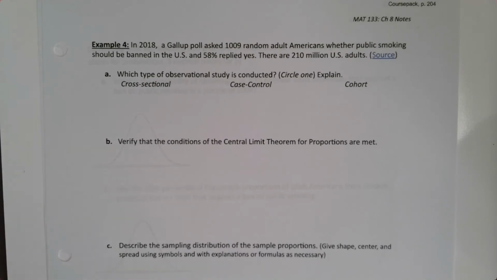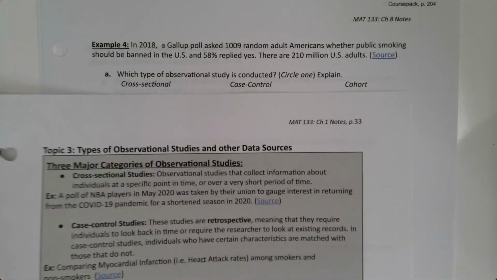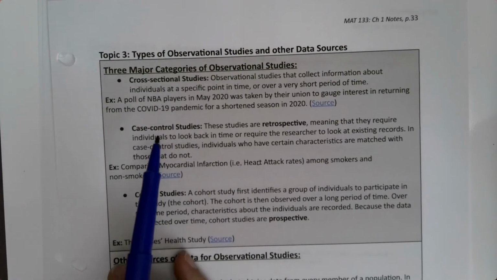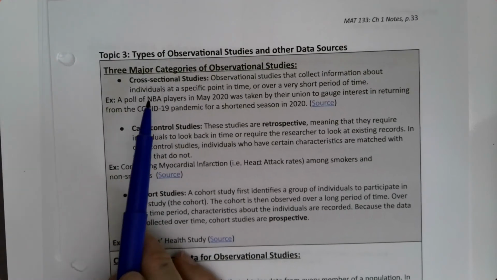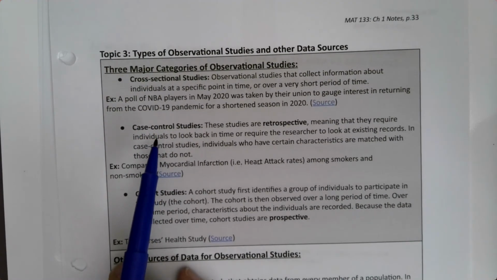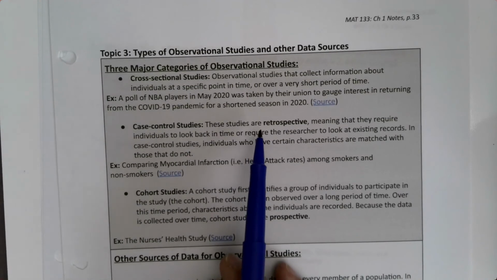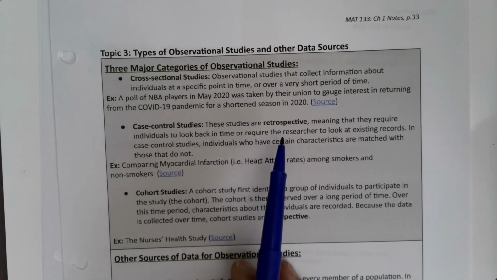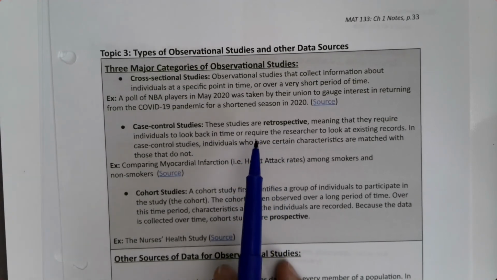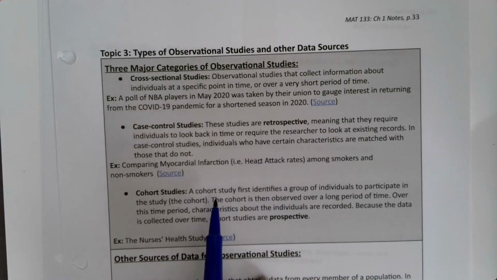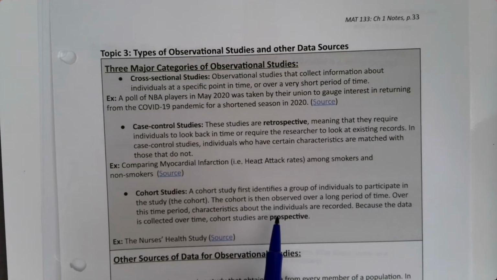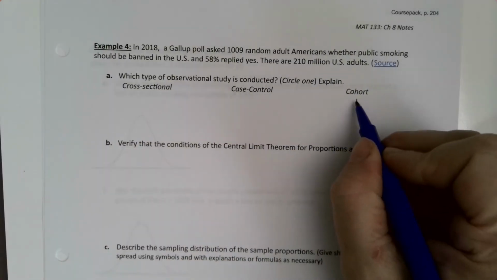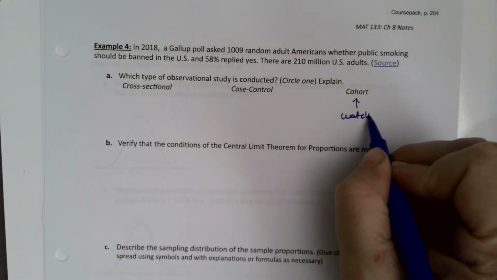So obviously this is observational. Let me just remind everybody. Cross-section is when you're taking a snapshot in time. Case control is when you're doing a retrospective, looking back into the past at existing records and comparing groups. And then there's a cohort study when you've been watching one group of people over an extended period of time. So this is watching over an extended period.